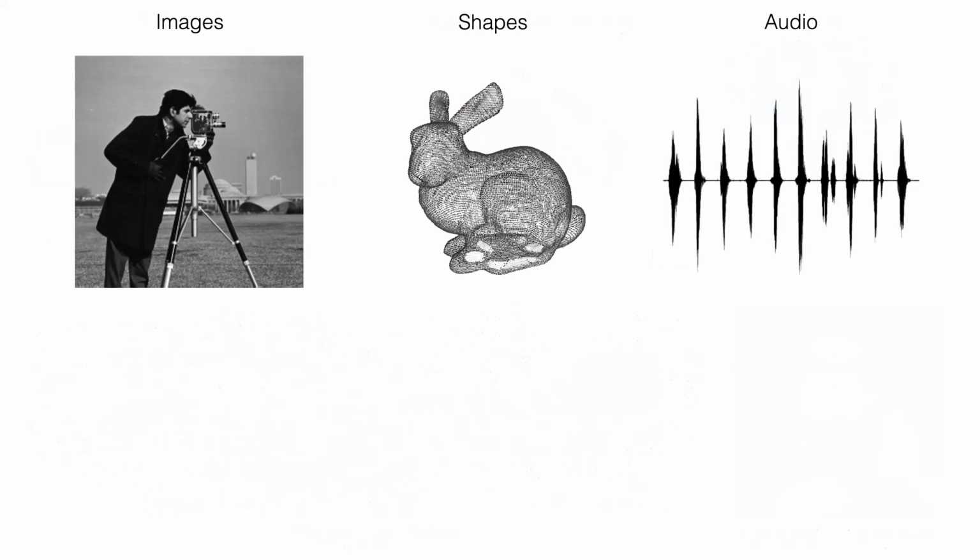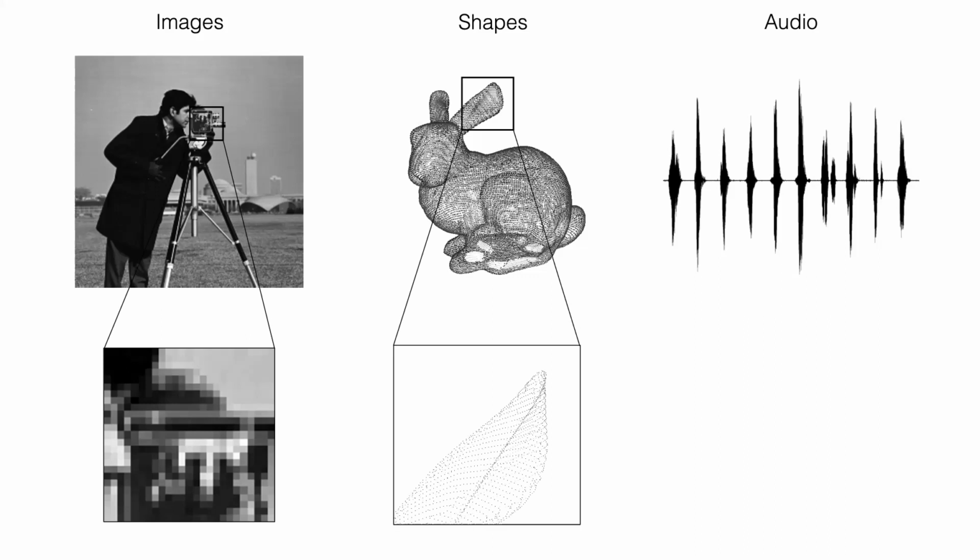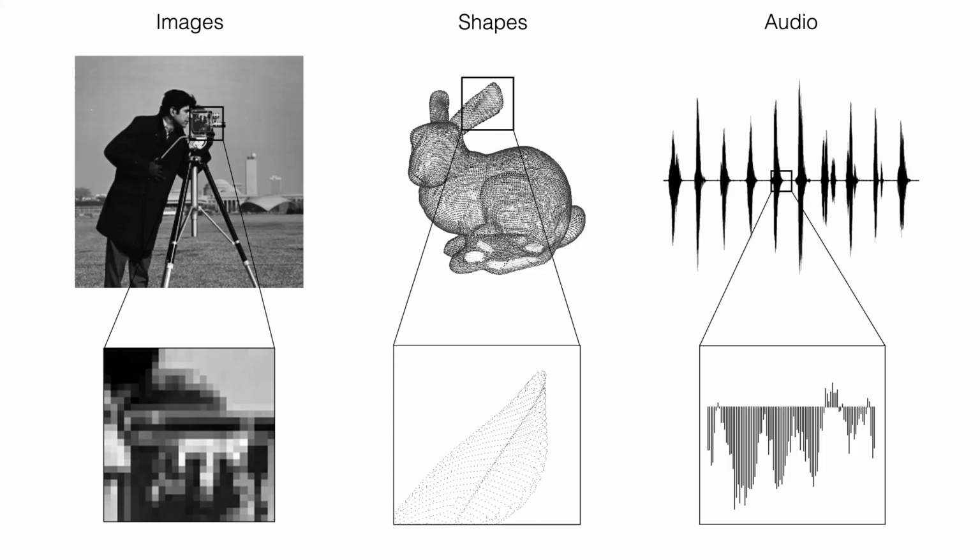Okay, so let's take a step back and think about how we represent signals in general. It's very convenient to always think about how to represent signals in a discrete way. For example, images are typically represented by pixels. Shapes can be represented in many different ways, but one way is, for example, a 3D point cloud. And audio signals can be represented as discretized waveforms that are sampled at a certain sampling rate. So these are all discrete representations that we have been using for the last few decades and that have dominated all fields of science and engineering.